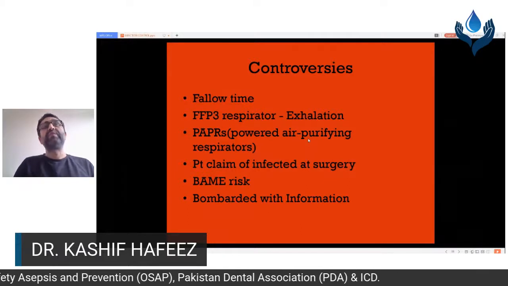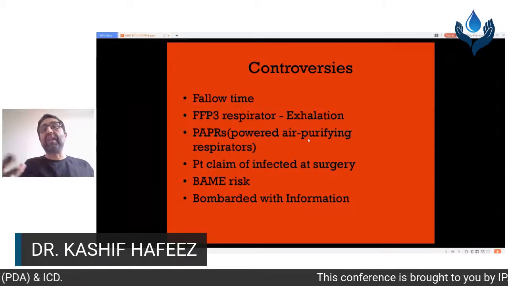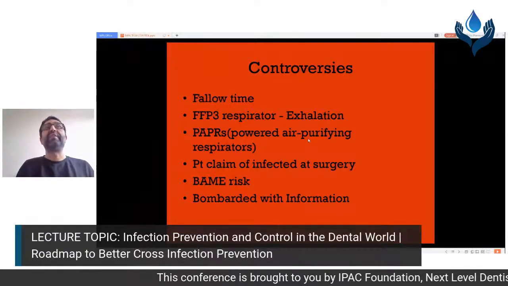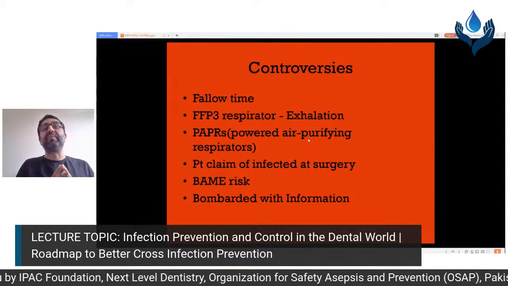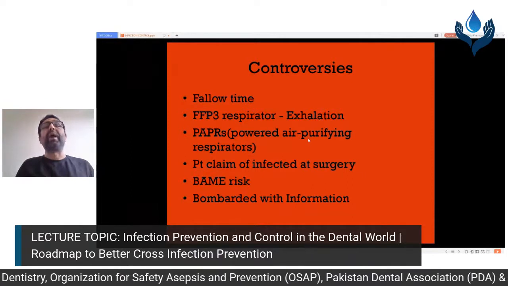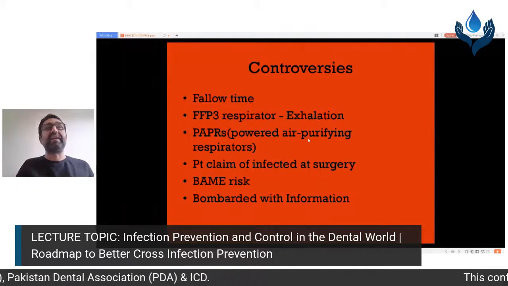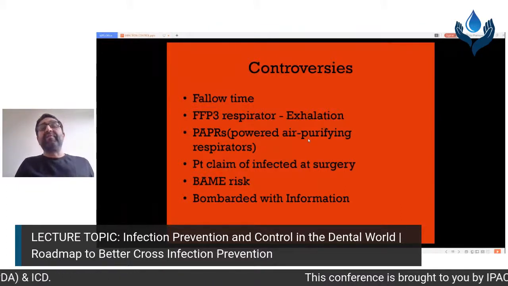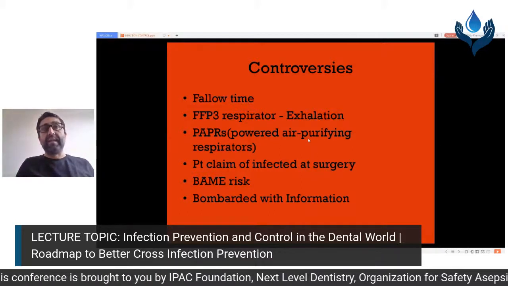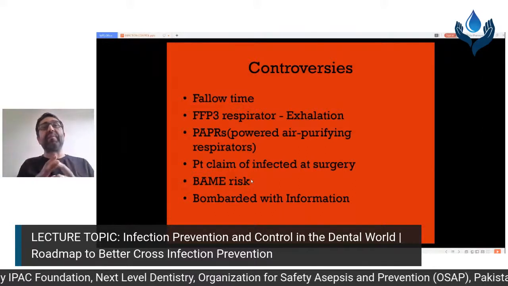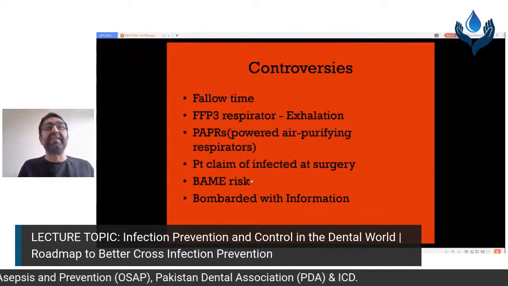There are quite a lot of controversies that COVID has created. Fallow time is a big one. How much time are you going to allow between patients if you're following AGP? What are you going to do for exhalation if you're using an FFP3 mask? A powered air purifying respirator, the hoods, are you going to use them? How are they going to be kept clean? How are they going to be maintained? If a patient comes back and says they have been infected at your surgery, what are you going to do? And there may be staff members who are more at risk than others, so how are you going to segregate them?